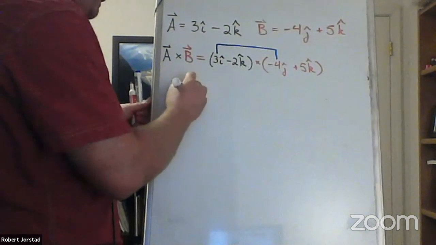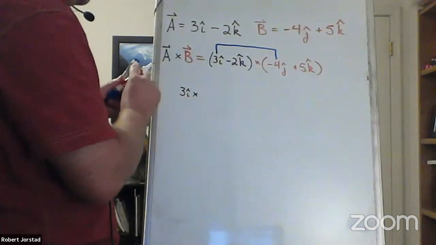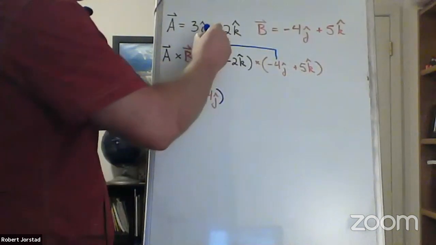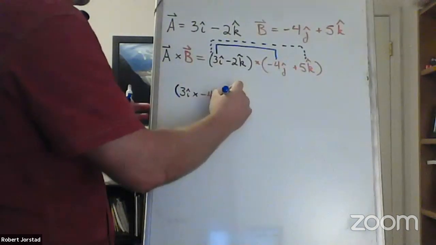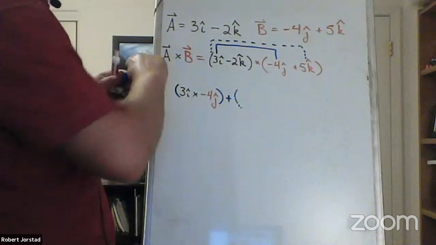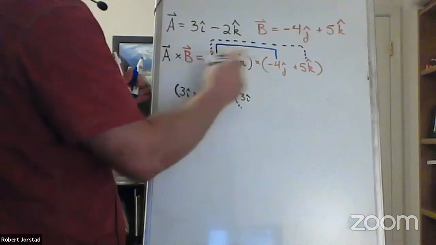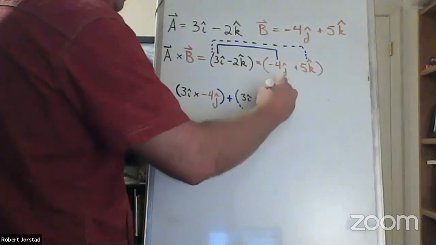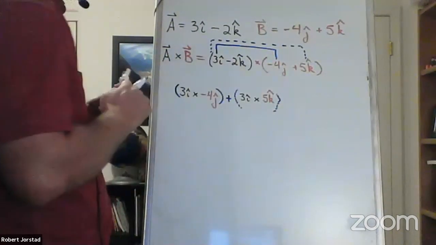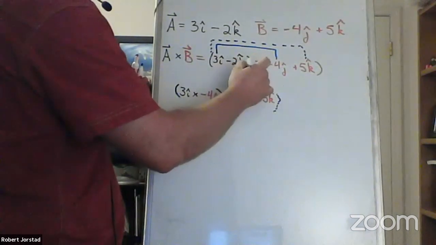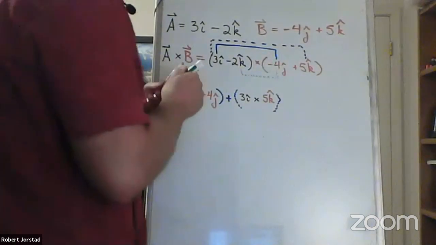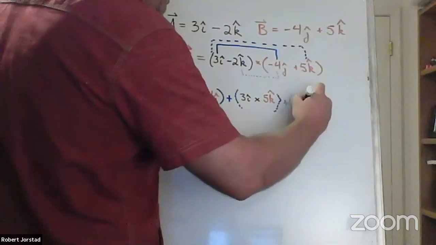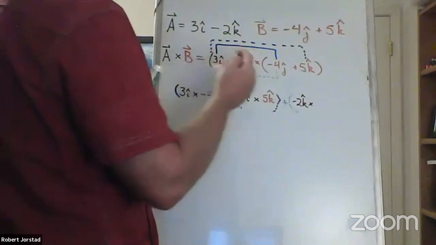So that's going to be 3 in the I hat crossed with -4 in the j hat. That's the first term. Then we'll do outer. So outer would be, again, I have to keep the order straight, 3 in the I hat crossed with 5 in the k hat. And if you want to race ahead, feel free. First, outer, inner. Ooh, this one's kind of spicy, right? We got negative and negative. So I got a -2 k hat cross -4 j hat.